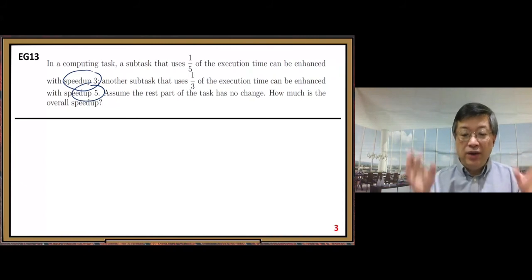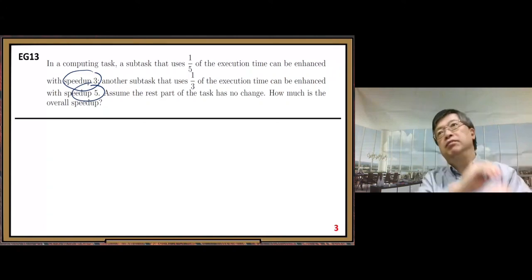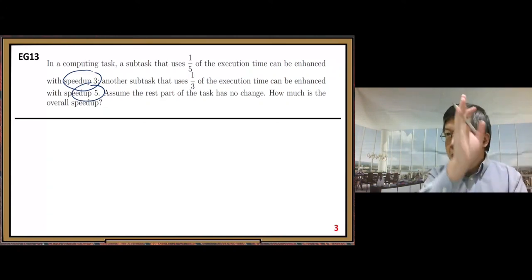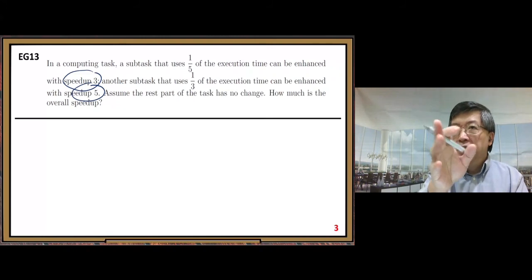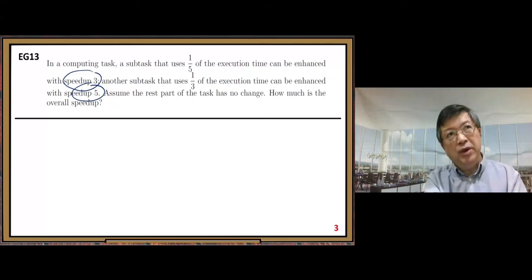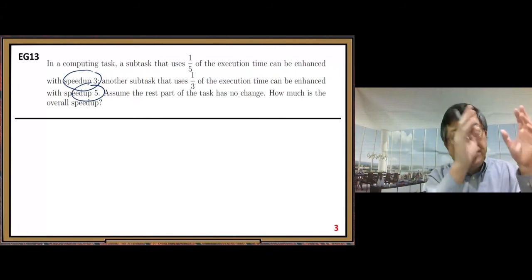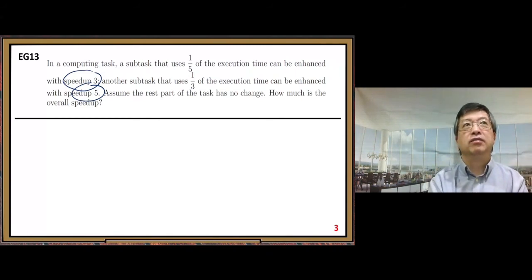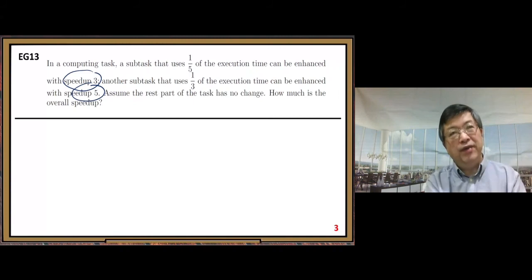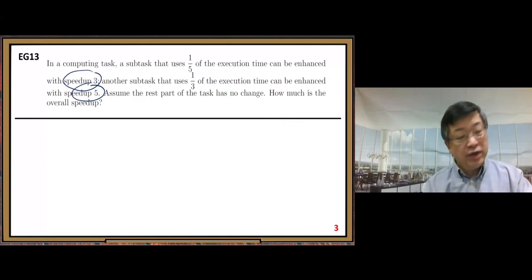Now the question I want to ask you: how much is the overall speedup? You cannot use the original formula. You need to derive a new formula, based on our analysis of the original formula. It's pretty straightforward. The bottom line is you have to understand how we derive the original speedup formula. All right, so we start with a diagram.